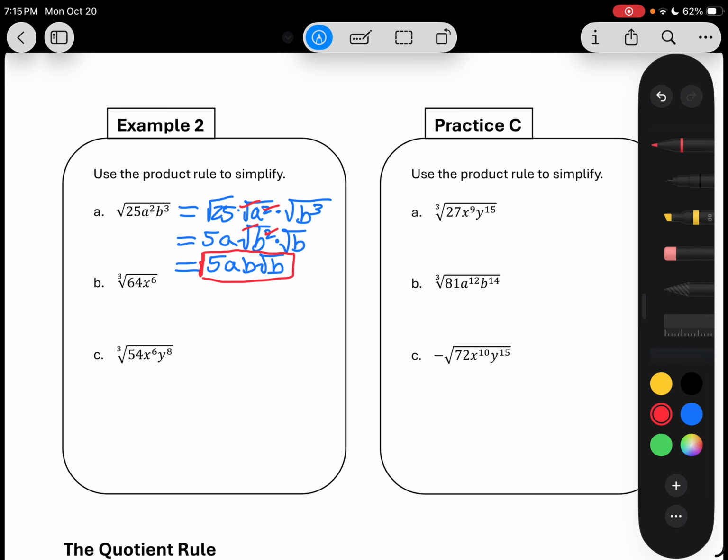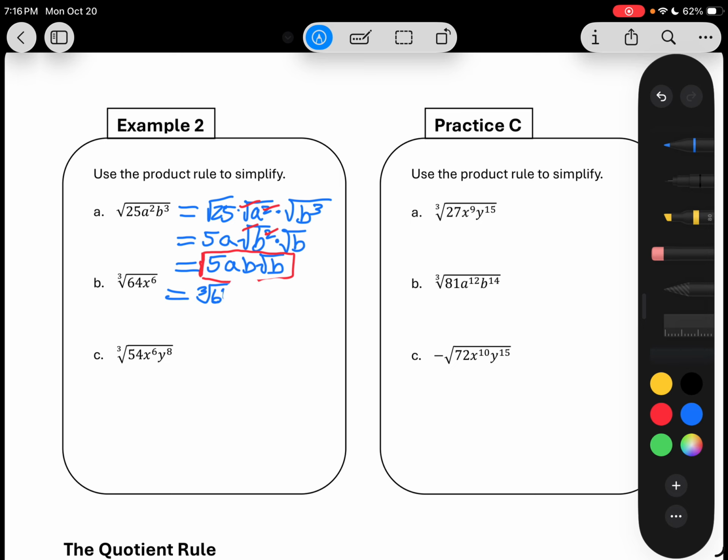If we take a look at the next one, we're going to apply some similar reasoning. So the cube root of 64, we can split that up. So cube root of 64, and then times the cube root of x to the 6th. Well, x to the 6th can actually be thought of or rewritten as x cubed times x cubed.